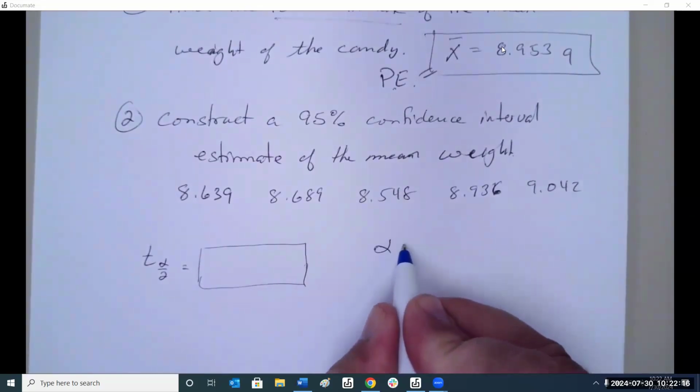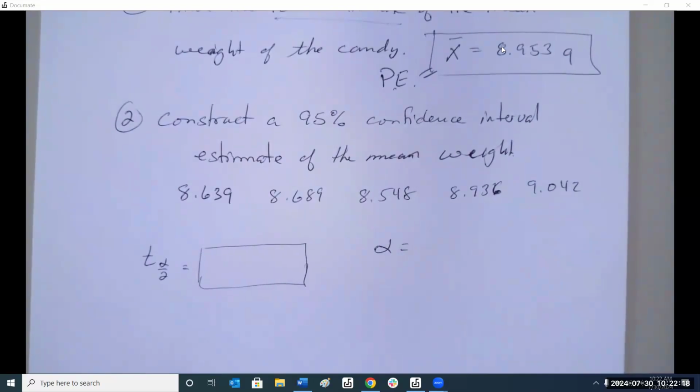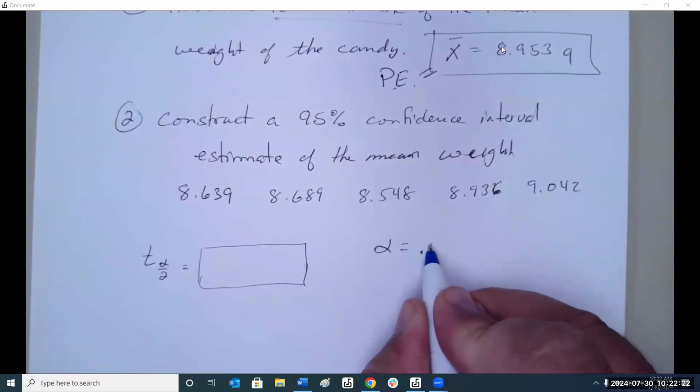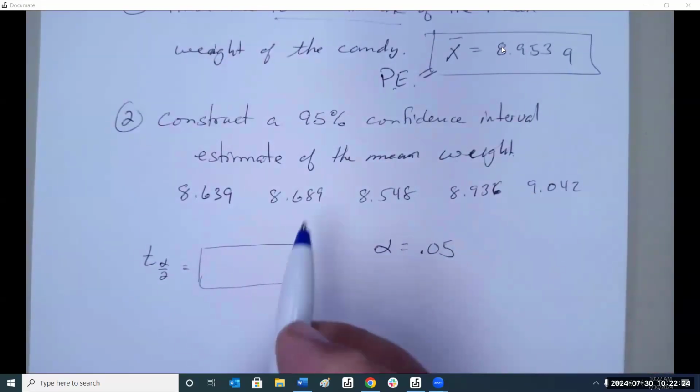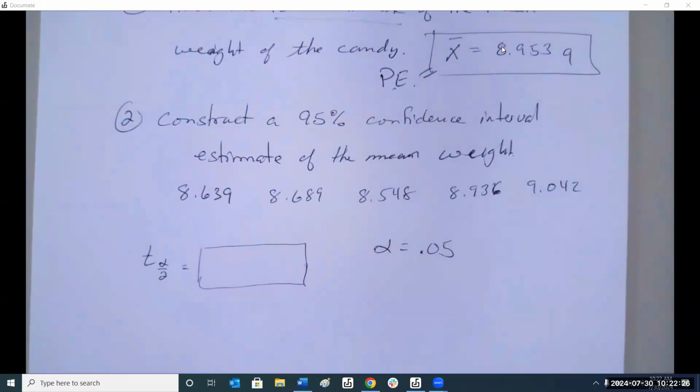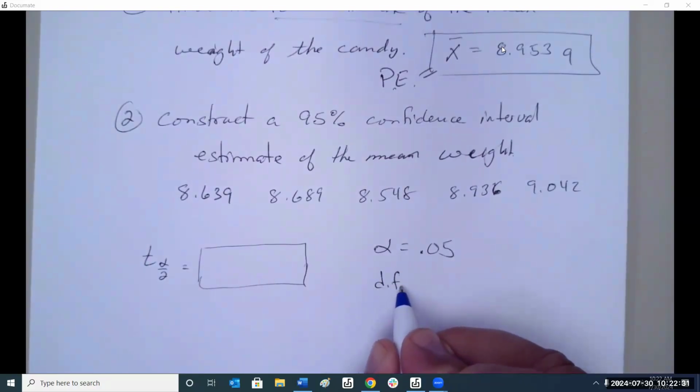What's our alpha? Because it's a 95% confidence interval, 1 minus 0.95 is that. What's our degree of freedom?